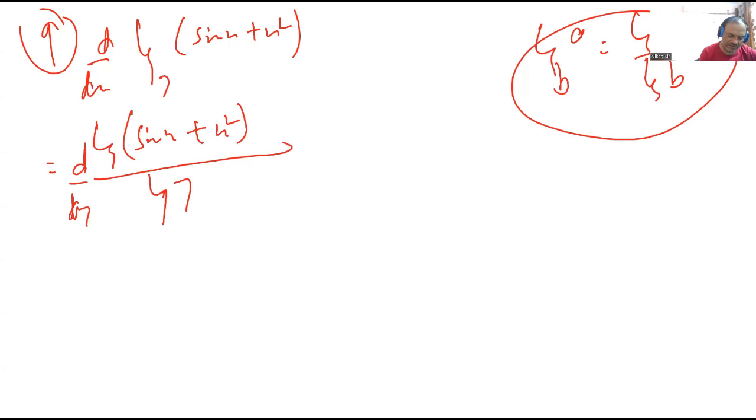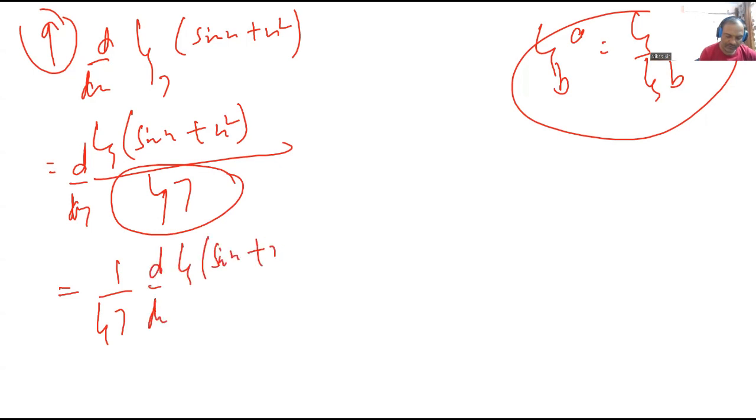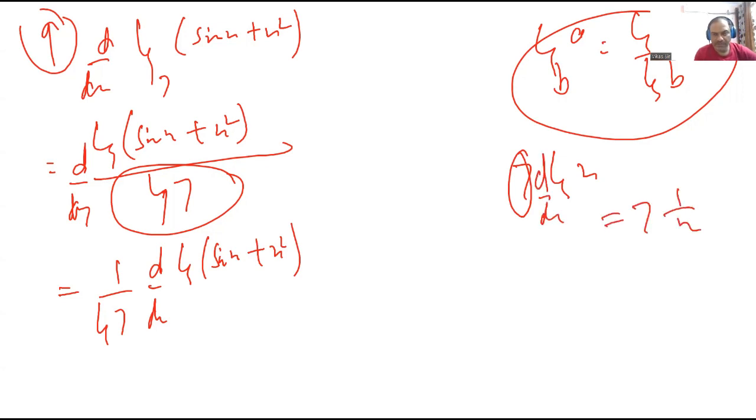Now the main thing is this is a constant number. It will go outside. So it will be like this, 1 over log 7 and d by dx of log of sine x plus x squared. Understand? For example, if you are having 7 log x, if you have to differentiate, there is no need to differentiate 7. You have to differentiate simply log x, and it will give you 7 over x. In this way you can do it.